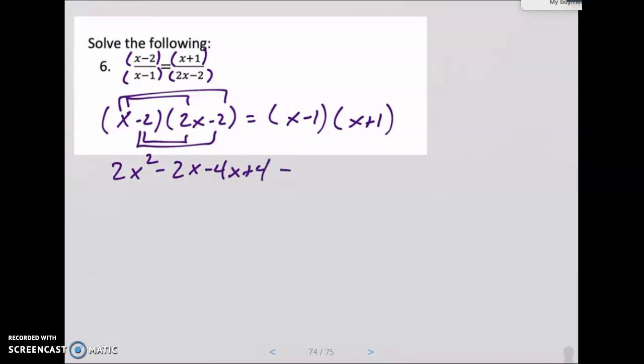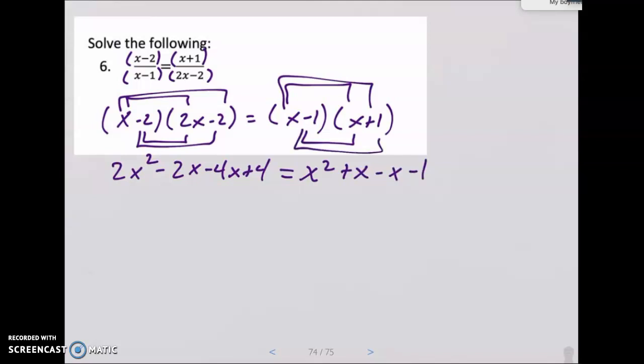plus 4 equals, this is a difference of squares, so it's going to be x squared plus 1 minus 1 minus 1. I'm going to combine like terms, so I got 2x squared minus 6x plus 4 equals x squared. The x's cancel out, minus 1.